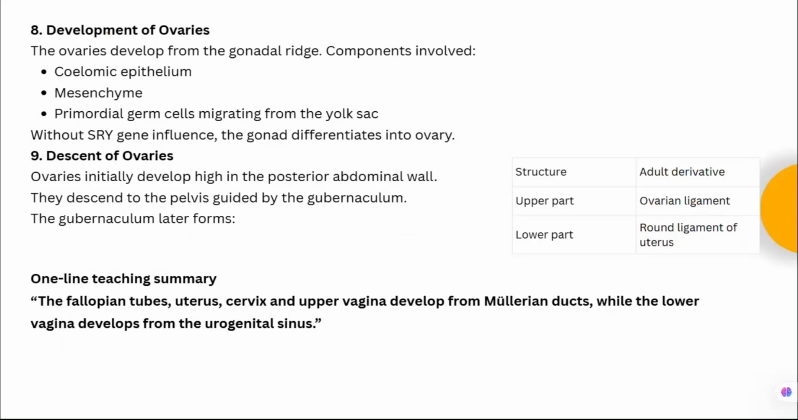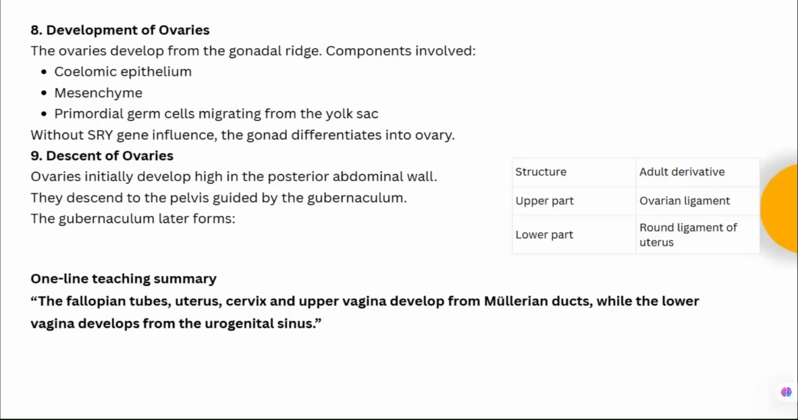Then there is a descent of the ovaries. Ovaries initially develop high in the posterior abdominal wall. They descend to the pelvis guided by the gubernaculum. This gubernaculum will later form your ovarian ligament and the round ligament of the uterus. The upper part will form the ovarian ligament and the lower part will form the round ligament of the uterus. Again, these are the SBs. The source of the ovarian ligament and the round ligament is this gubernaculum.